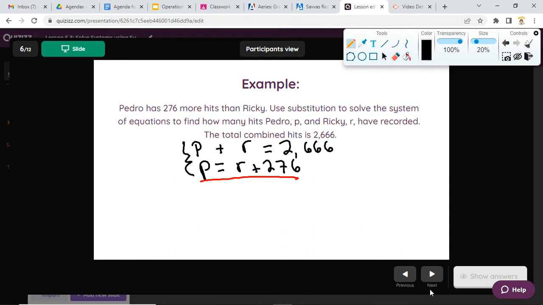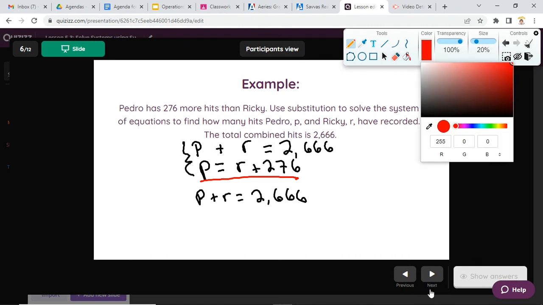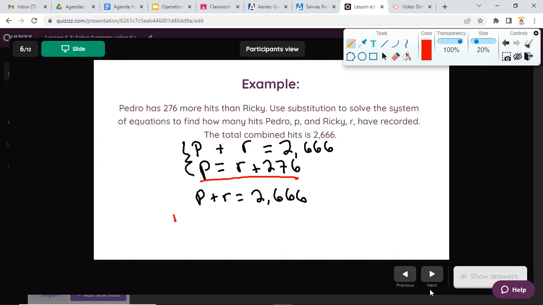So I'm going to come over to my equation, p plus r equals 2,666. And I'm going to replace the variable p with what p is equal to, r plus 276. And then what else do I have? Well, I still have the plus r, and that'll still be equal to 2,666. So that's going to give me, after I combine like terms, r plus r is 2r. 2r plus 276 is equal to 2,666.